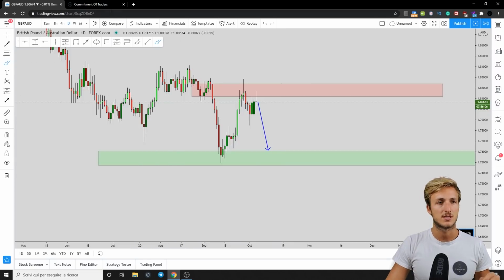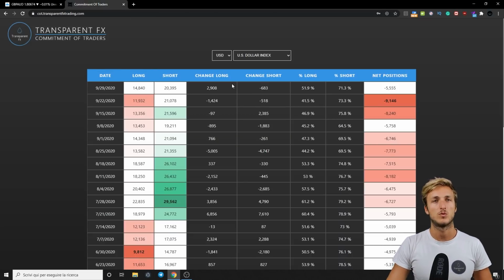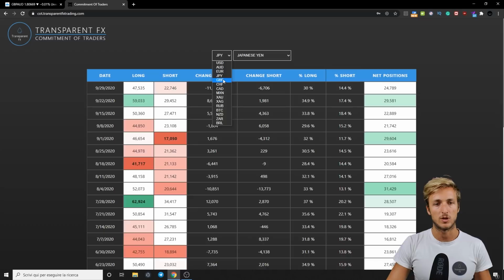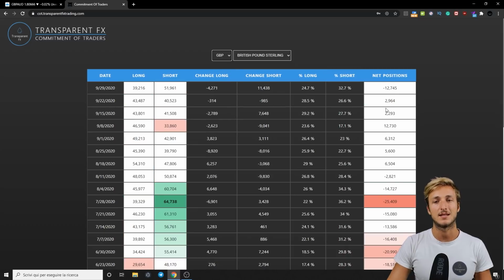Now, before I show you this, let's first take a quick look at what we have from a COT perspective on the pound and on the AUD. From a pound perspective, we can see that net positions with the last reports went from 12K to minus 12K. What does it mean? It means that institutions went from having way more longs than shorts, with 46K longs and 33K shorts, to a situation where we currently have the complete opposite. We have 51K shorts and 39K longs.